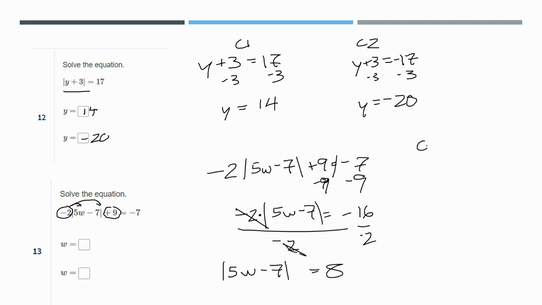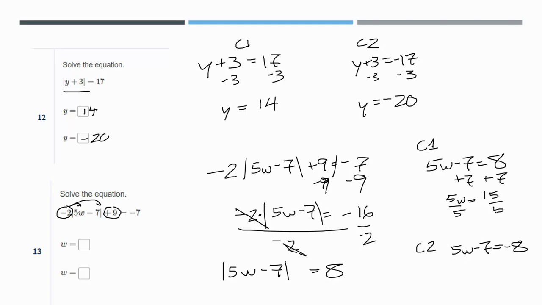Now we do our cases. Case 1 is going to be 5w minus 7 equals positive 8. And case 2, I'll have to do here, is 5w minus 7 equals negative 8. Notice there's no longer the absolute value bars. Up till here, we kept the bars. The force field is here. This is when we break it free. I'm going to add 7 on both sides and get 15 equals 5w. And here I would divide by 5 to solve and get w is 3.